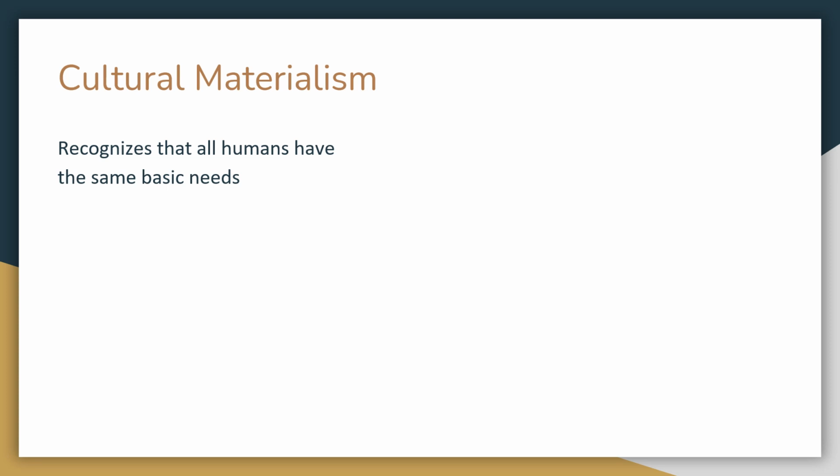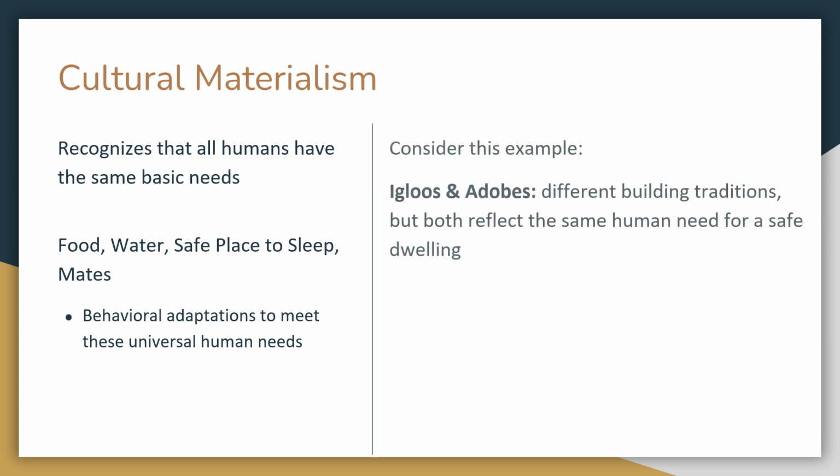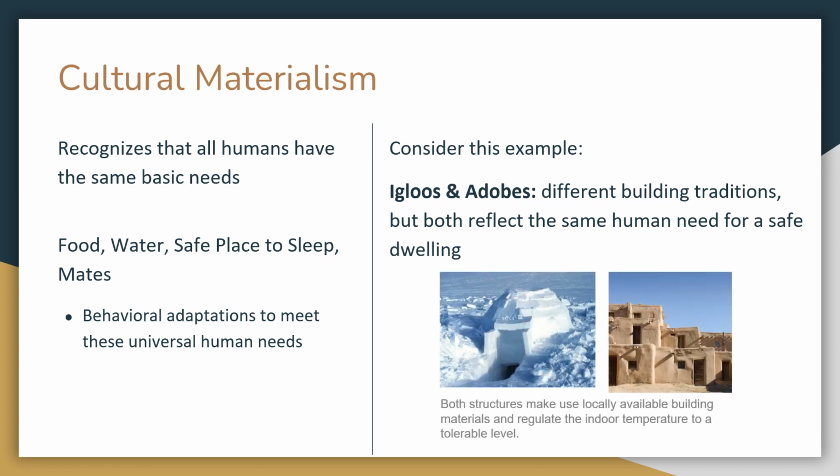The next theoretical lens is cultural materialism, which recognizes that all humans have the same basic need for food, water, safe places to sleep, mates to reproduce with. And so we expect that every society has behavioral adaptations to meet these universal human needs. Consider this example: igloos and adobe structures. These are very different building traditions, but both reflect the same human need for a safe dwelling.